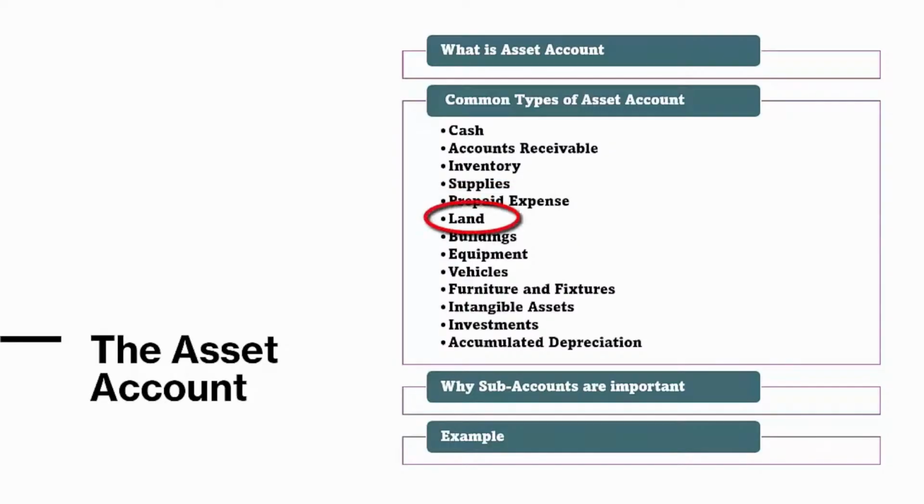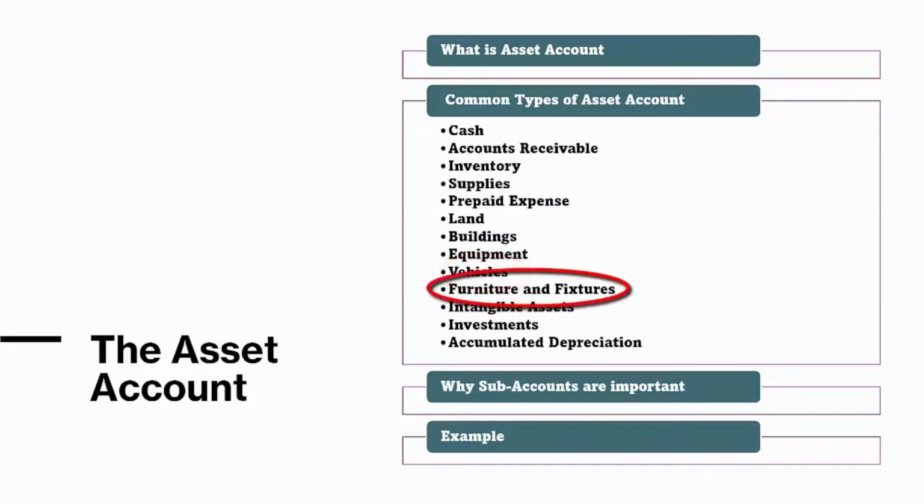6. Land. This includes land that the business owns. Unlike most assets, land doesn't wear out or lose value over time. 7. Buildings. Buildings owned by the business are recorded in this account. Over time, buildings may lose value. We call this depreciation, but they still hold substantial value. 8. Equipment. This includes all machinery, computers, tools, and other equipment the business uses in its operations. 9. Vehicles. If the business owns any vehicles, such as delivery vans or trucks, they are recorded in this account.